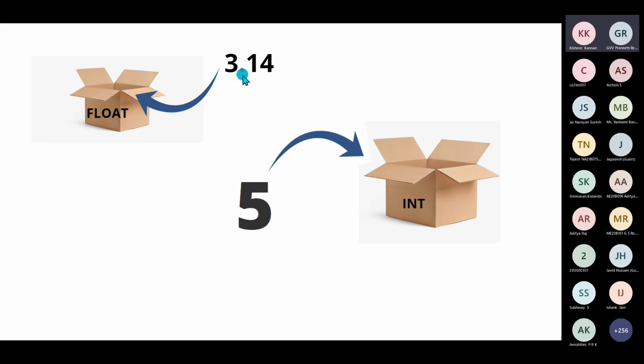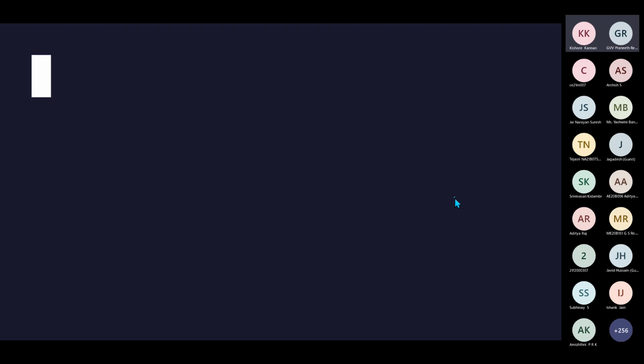For example, this is a float data type variable, so we can store decimal point numbers in this variable, but we cannot store decimal point numbers here. Only integers can be stored in this variable. So that is about data types.